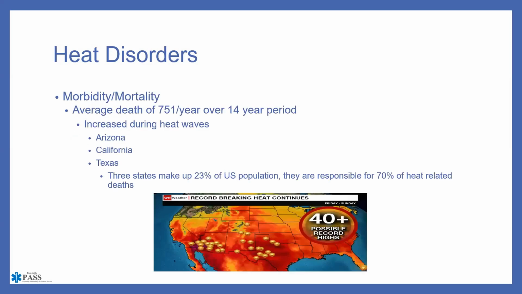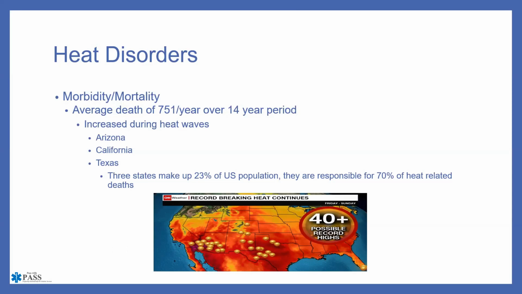So, morbidity and mortality. Looking at this and pulling some of this information, there are average deaths of 751 per year over a 14-year period. What I'm trying to say here is maybe in year one there were 700, and in year two there were 800. Over that 2-year period, it's 751 on average. So the average death rate in the United States is 751 people per year, over 14 years.